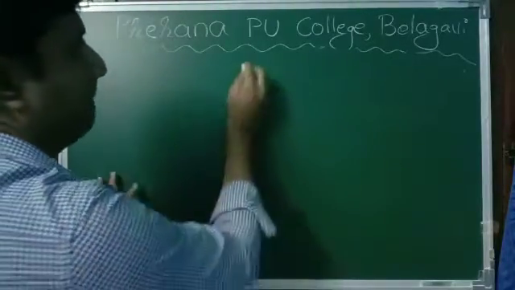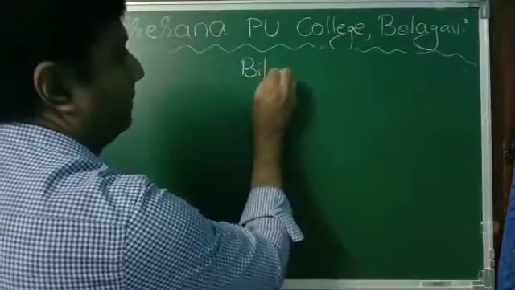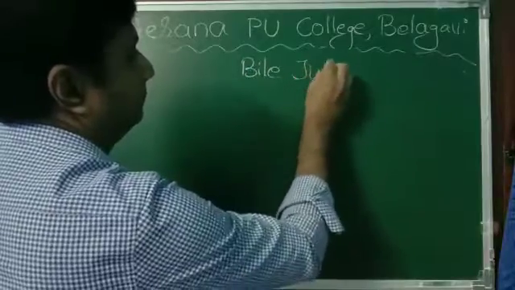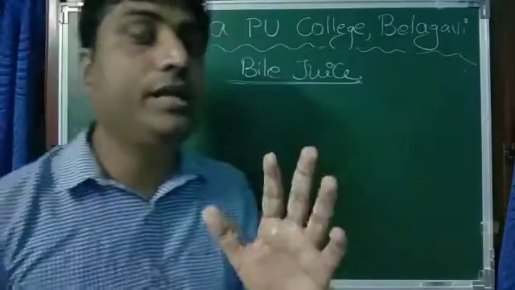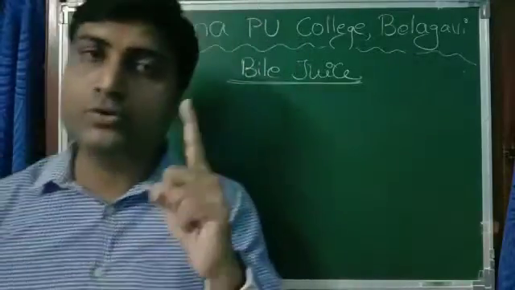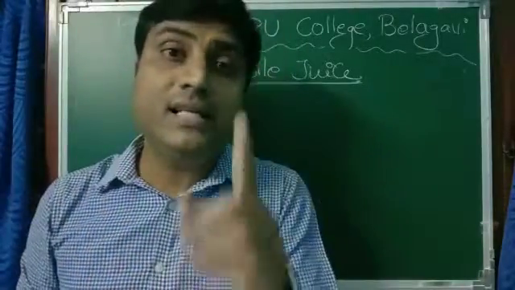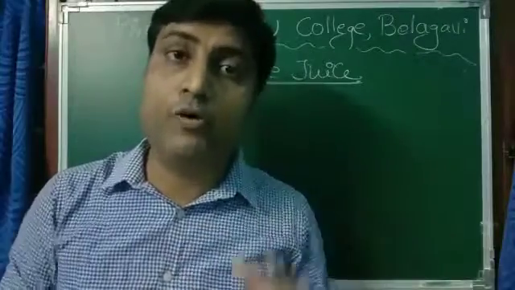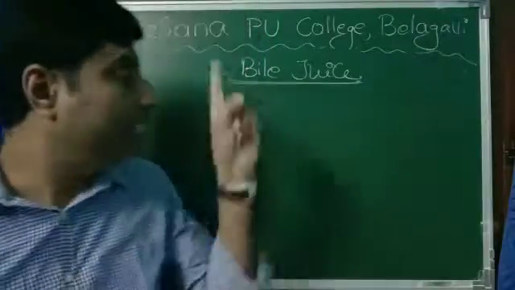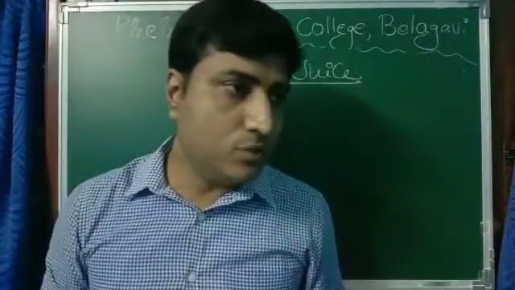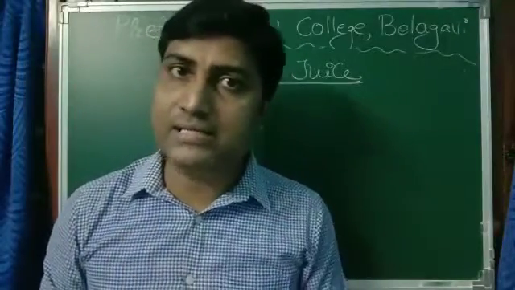Bile juice. Bile juice is yellow in color. We have to remember this. Bile juice is yellow in color. This is the reason why our undigested food, fecal matter, is yellow in color. It is because of bile juice. Okay, right. So this bile juice does not contain any enzyme in it.